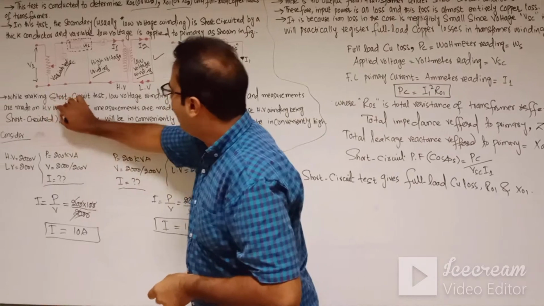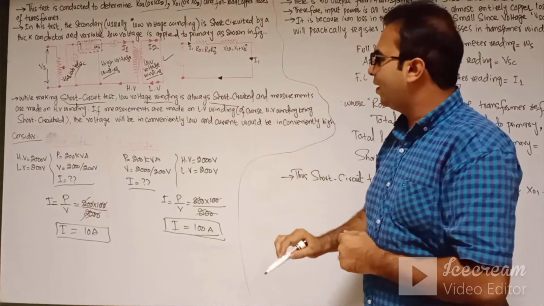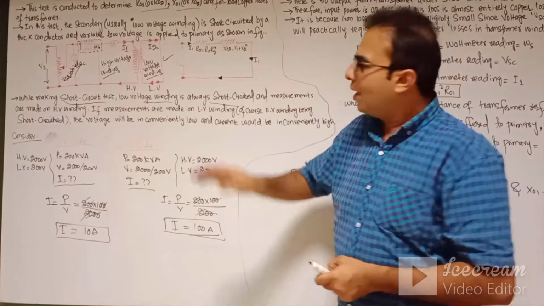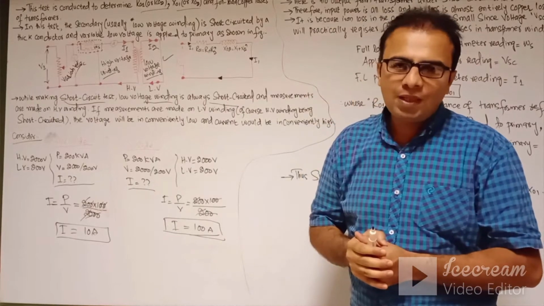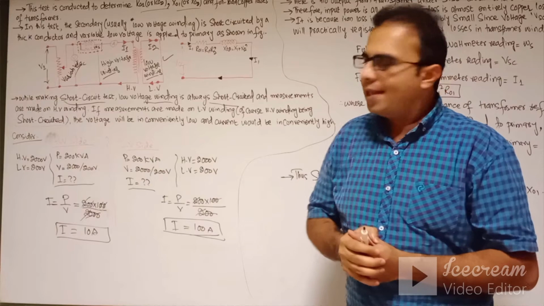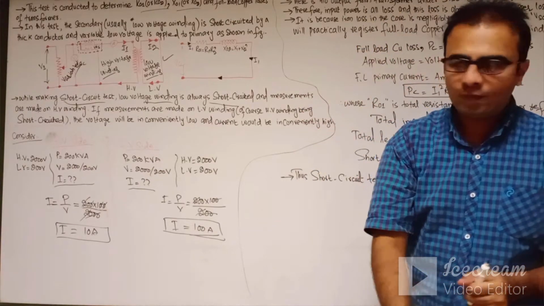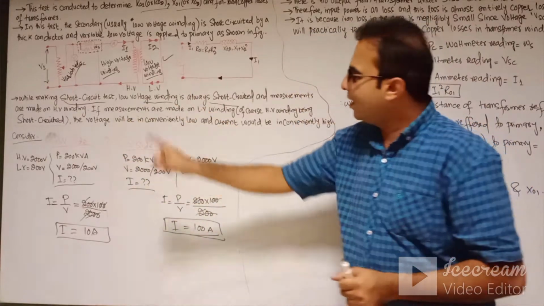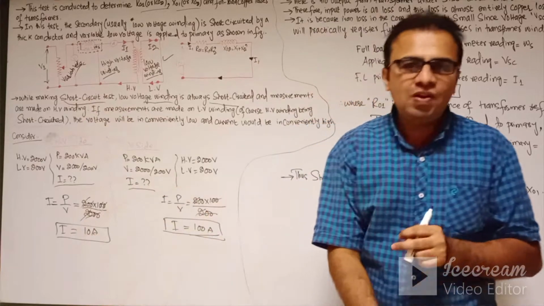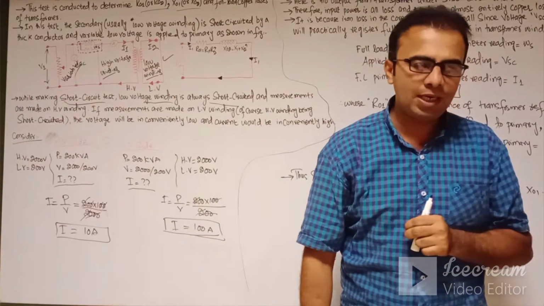While making the short circuit test, the low voltage winding is always short circuited. As you can see from the diagram, the high voltage winding is connected with the variable AC supply voltage, the low voltage winding is short circuited by a thick conductor, and measurements are made on the HV winding. All the metering instruments are connected with the HV winding of the transformer, and the LV winding is short circuited.